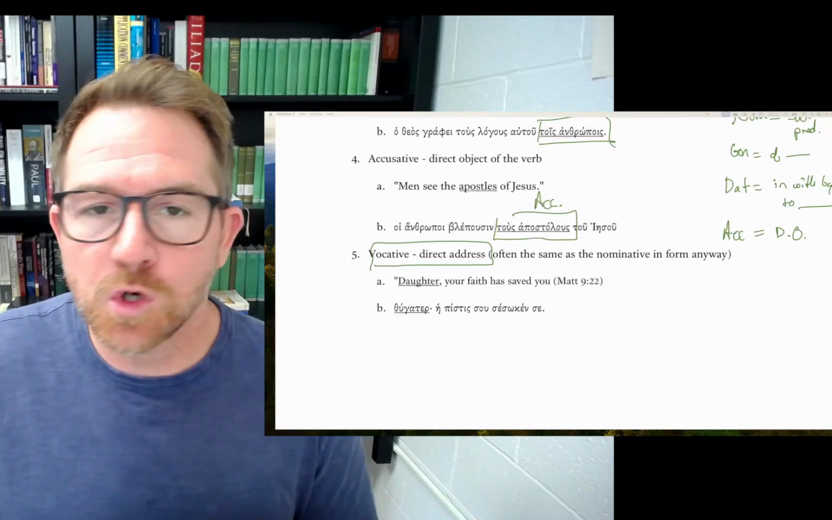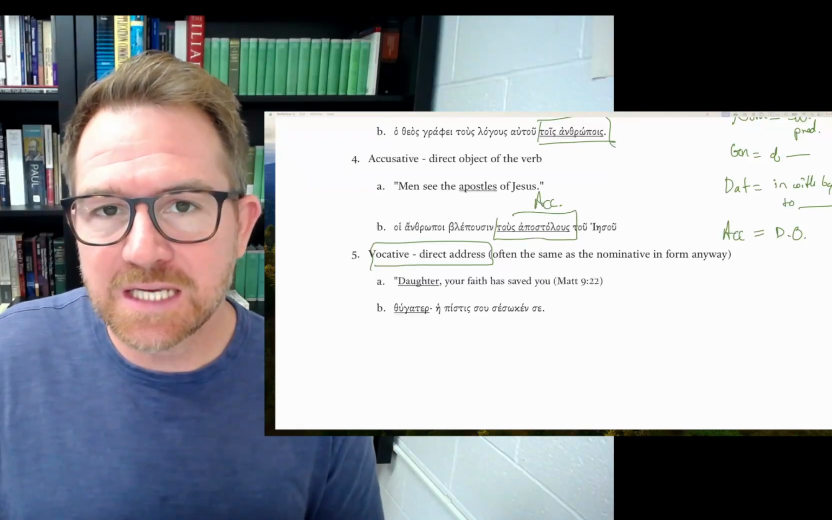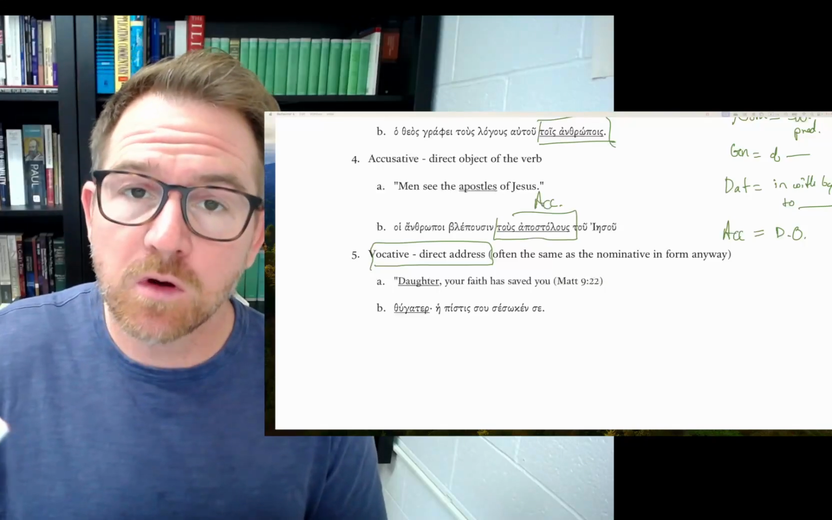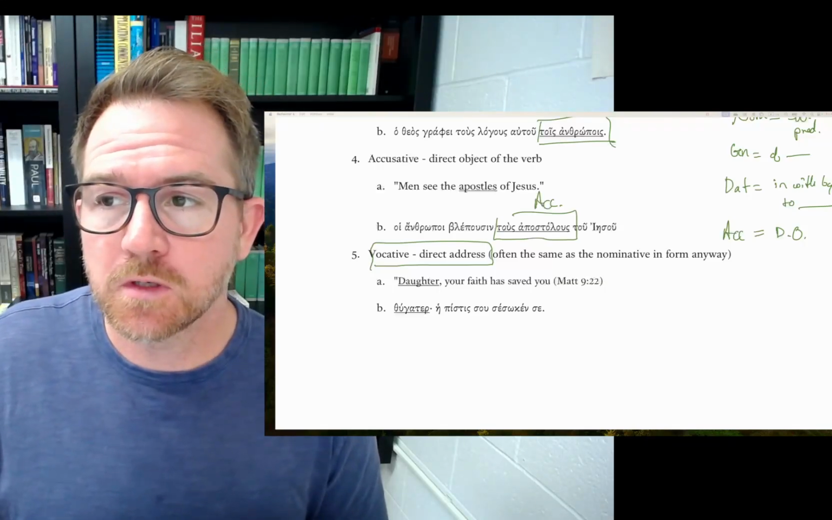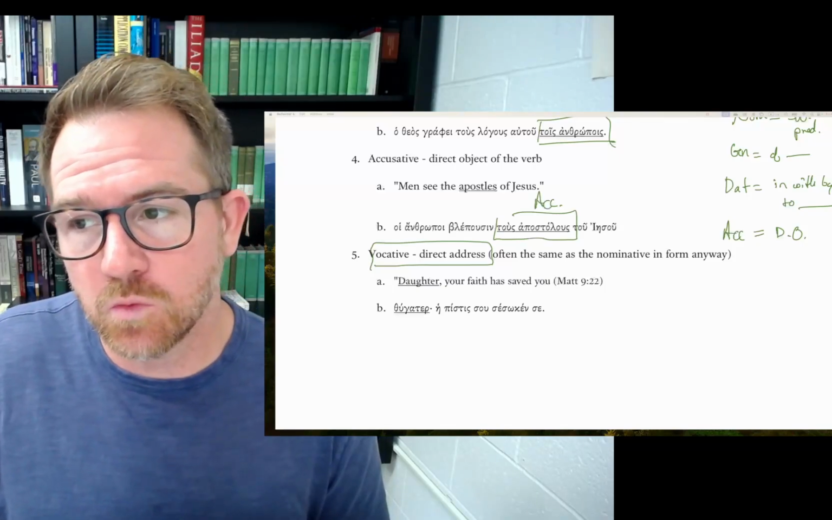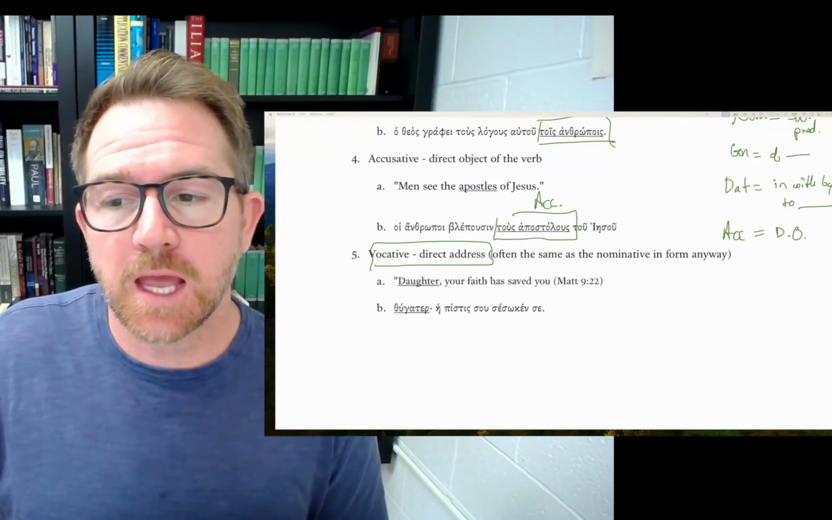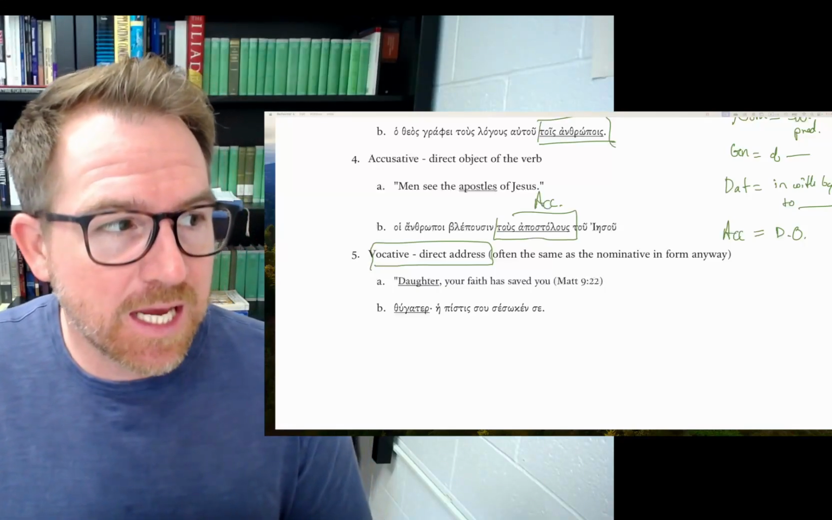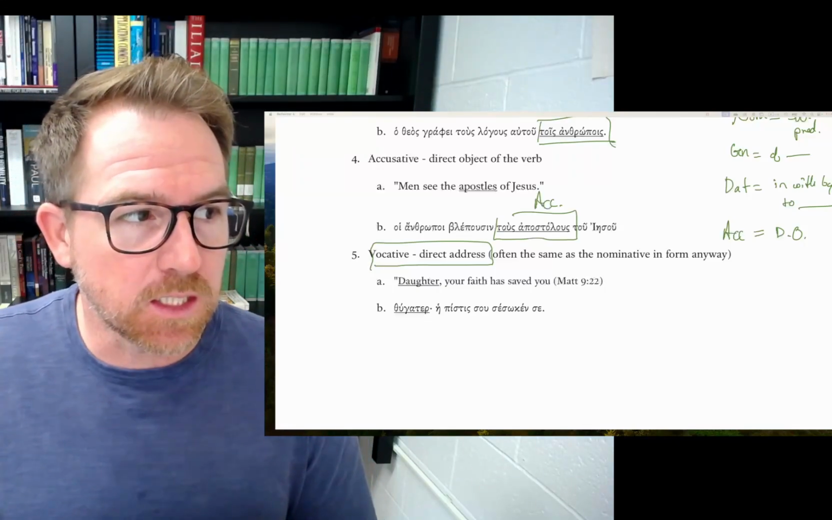For now, don't worry about the vocative. When we see it, it's rare enough in the New Testament that we don't have to spend a lot of time right now. Focus on the nominative, subject or predicate, the genitive, of, the dative, in, with, by, or to, and the accusative, which is the direct object. Those are the noun cases that you really need to focus on.